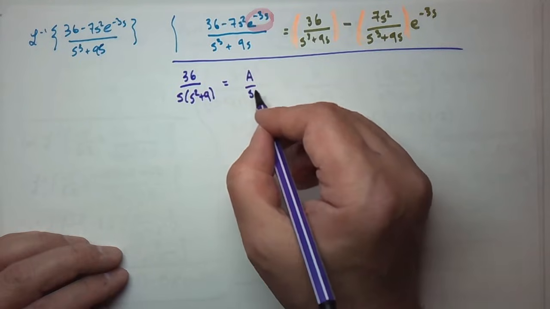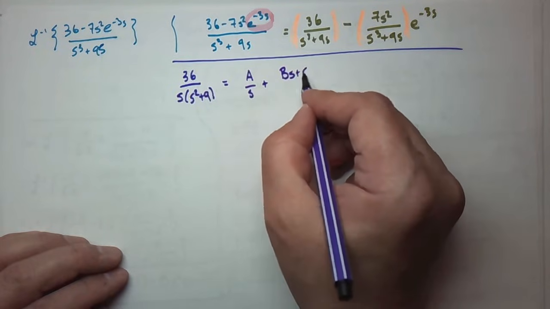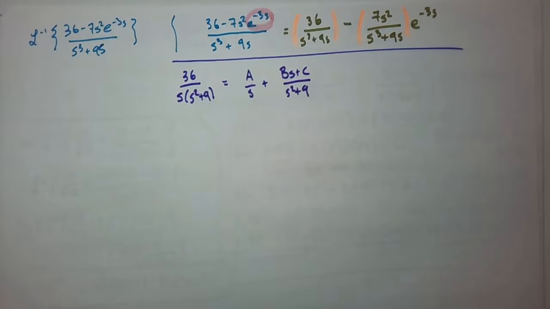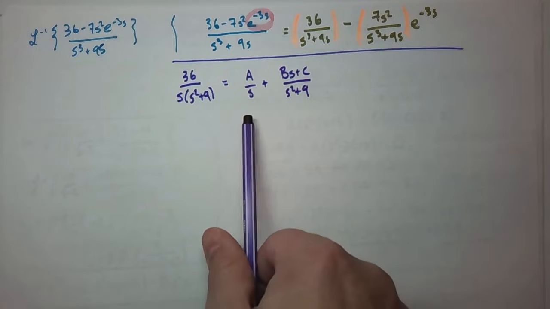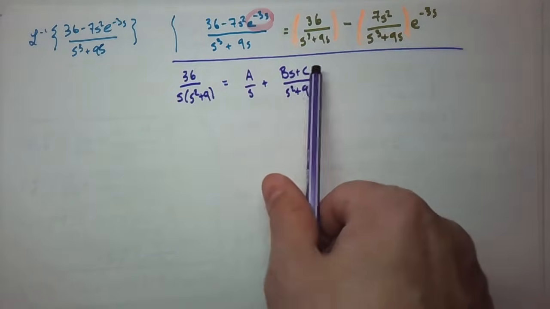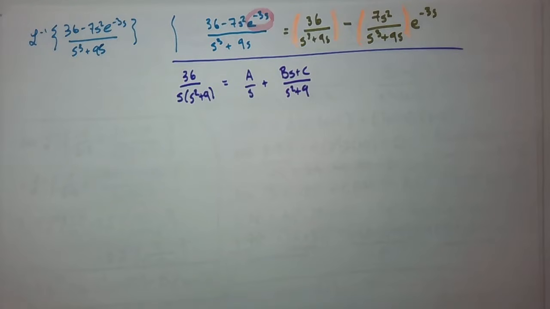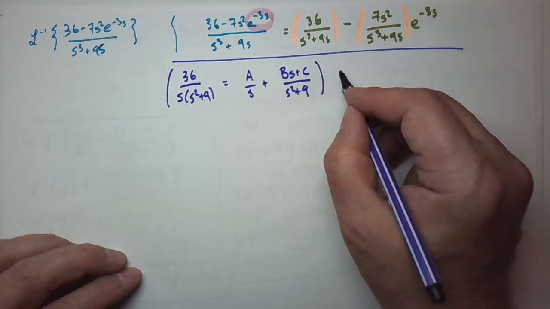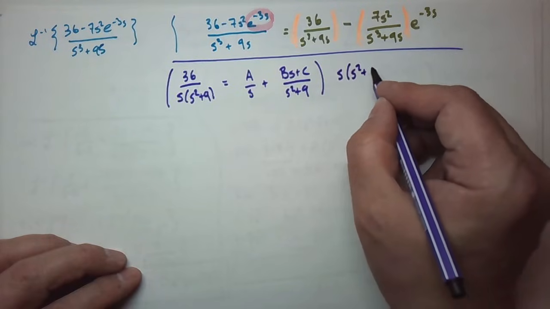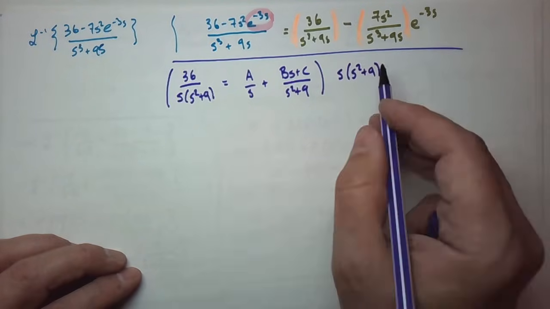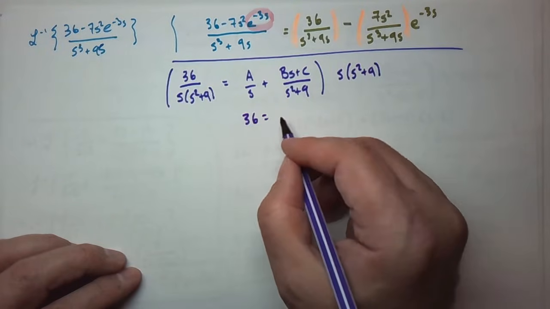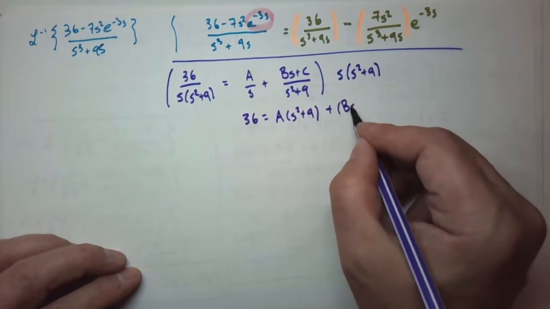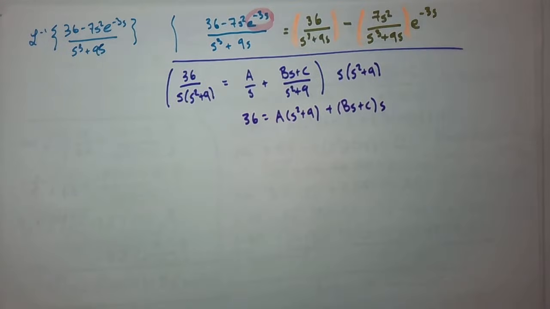It's something over s plus something s plus c over s squared plus 9. Similar as before, we have the s term as a constant, and the s squared plus 9 has a little extra upstairs. Since we've talked through the process in part A, we'll do this a little bit faster. Clear your denominator. Once we've cleared our denominator, we get 36 is equal to a times s squared plus 9 plus bs plus c times s.